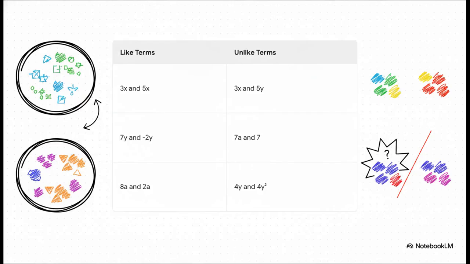This table shows you exactly how to sort. We can only group together like terms, and that means terms that have the exact same variable part. So 3x and 5x, they both have an x, so they're like terms. We can combine them. But look at the other side. 3x and 5y have different letters, so they have to stay in separate piles. And pay attention to this last one. 4y and 4y squared are unlike terms. That tiny little exponent makes them different, so we can't combine them.